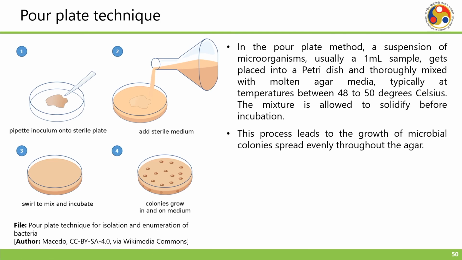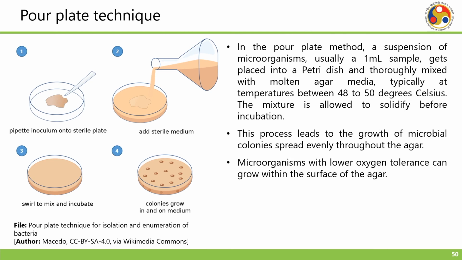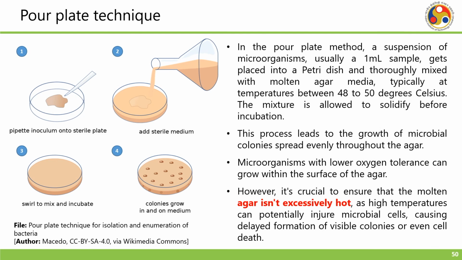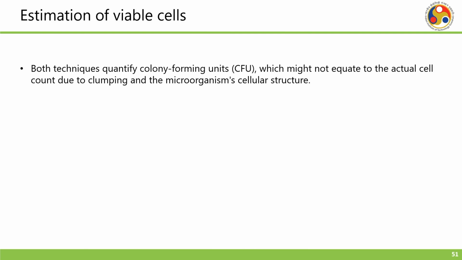This process leads to the growth of microbial colonies spread evenly throughout the agar medium. Microorganisms with lower oxygen tolerance can grow within the surface of the agar. However, it is crucial to ensure that the molten agar is not excessively hot, as high temperatures can potentially injure microbial cells, causing delayed formation of visible colonies or even cell death.